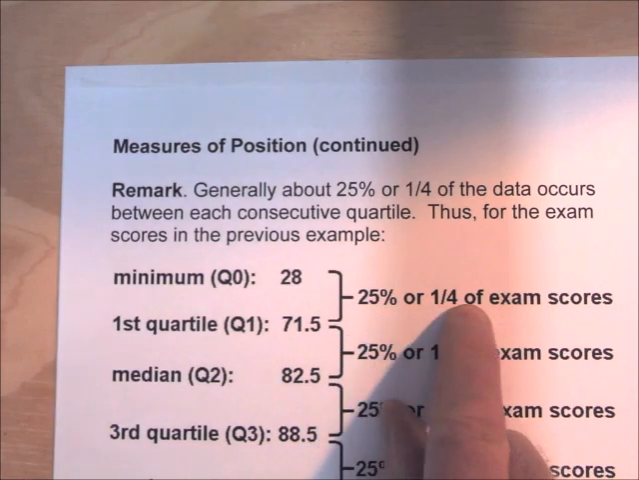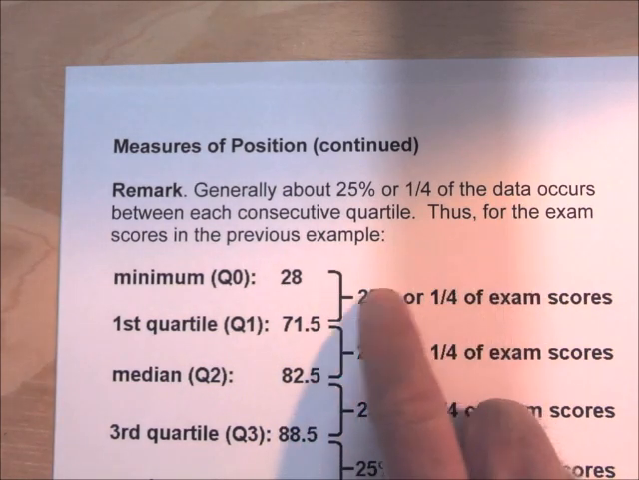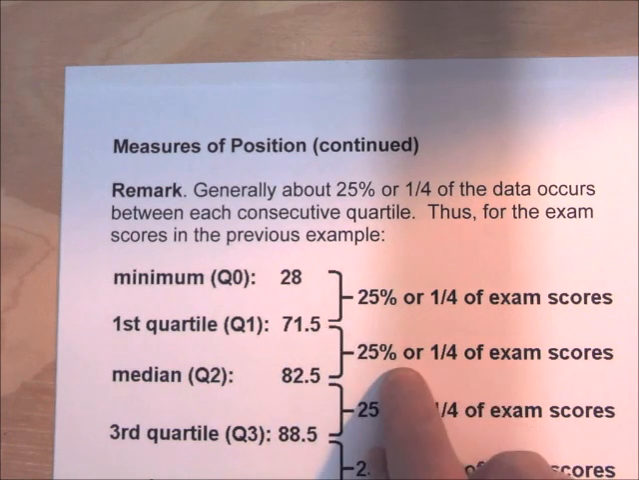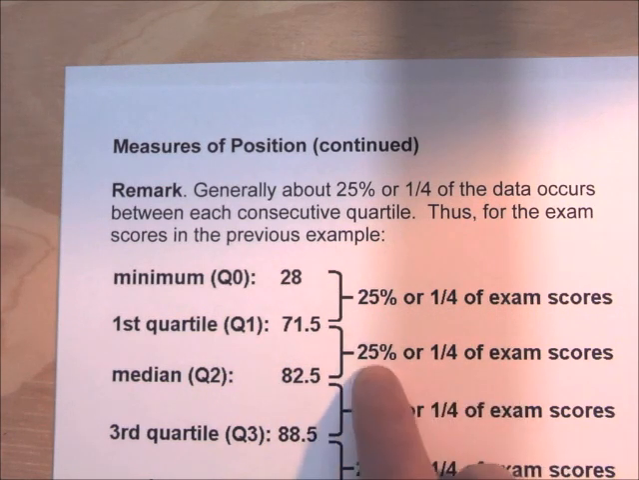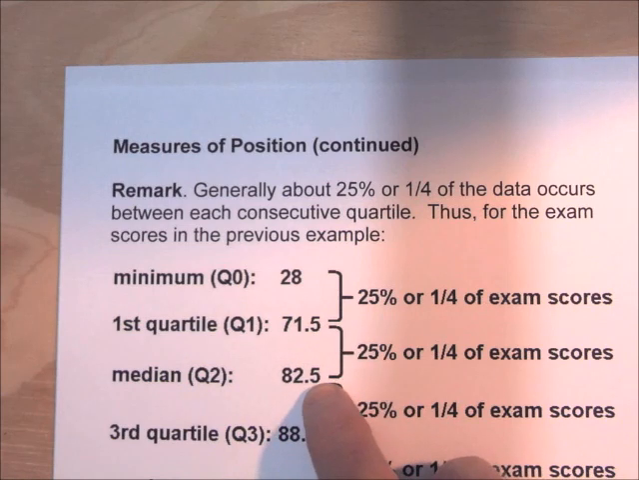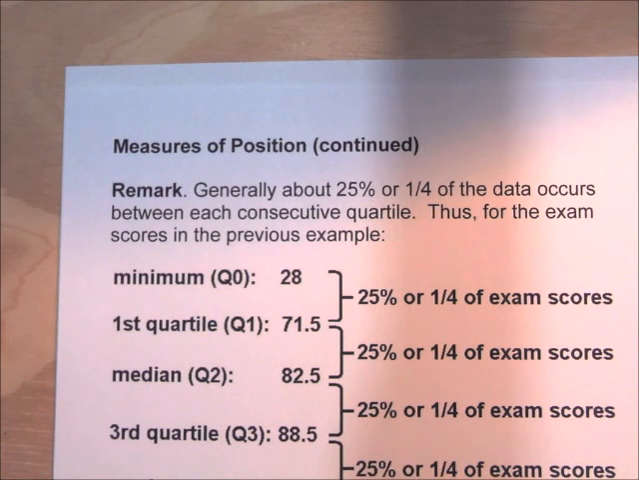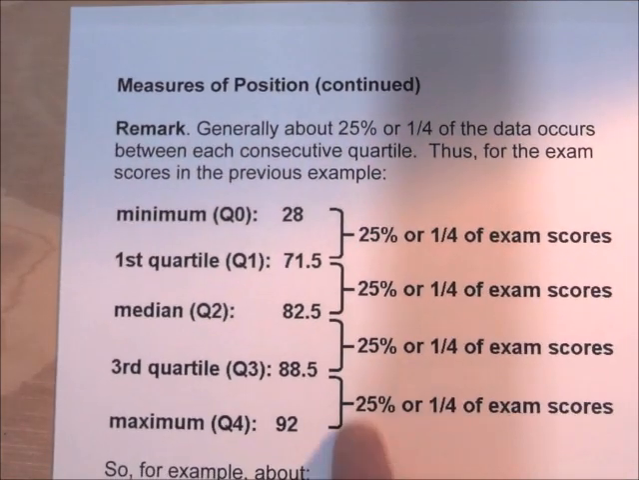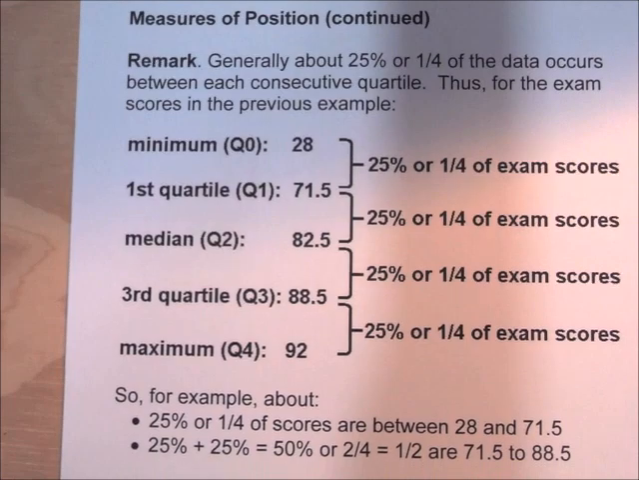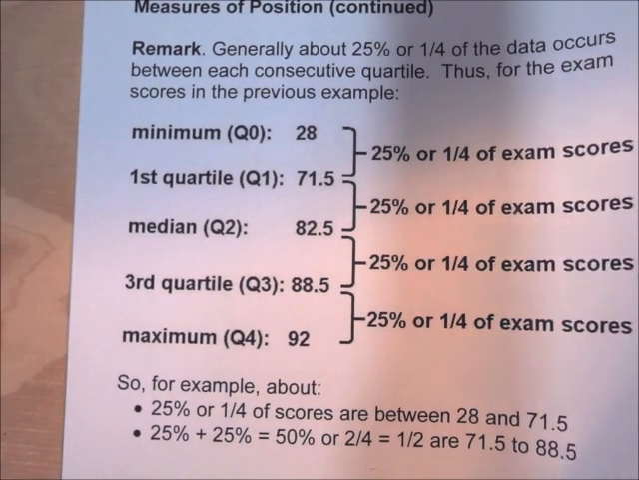So 25% of the data, or 1/4 of the exam scores, are between 28 and 71.5. 25% or 1/4 of the scores are between 71.5 and 82.5. 25% of the exam scores, or 1/4 of them, are between 82.5 and 88.5. Another 25%, or 1/4, are between 88.5 and 92. So anyway, there's some of the questions WebAssign will ask you for those kinds of percentages.